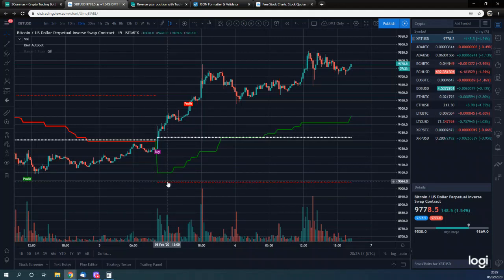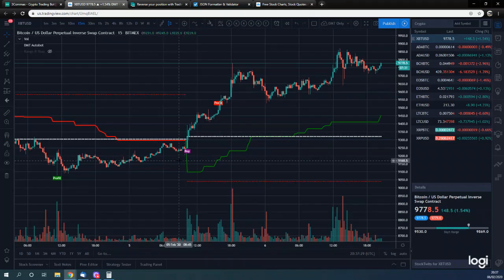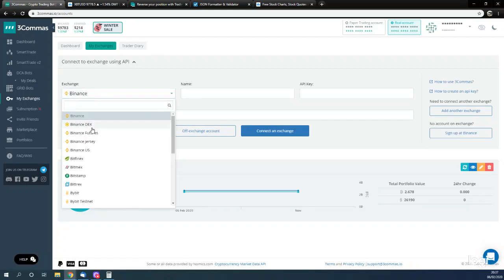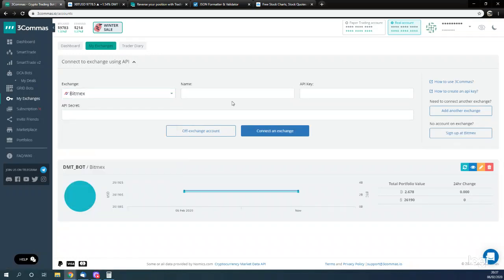So we've gone over that, so let's go over to 3Commas. What you'll need to do is link the exchange that you're using. I use Bitmex, so you'd go into My Exchanges, and go onto Bitmex or whatever exchange you're using here. You would need to name what you're going to call this exchange on 3Commas, so you know which exchange it is. I called mine DMT bot, so when I typed in the name here, I typed in DMT bot. I just put an underscore, just a coding thing.